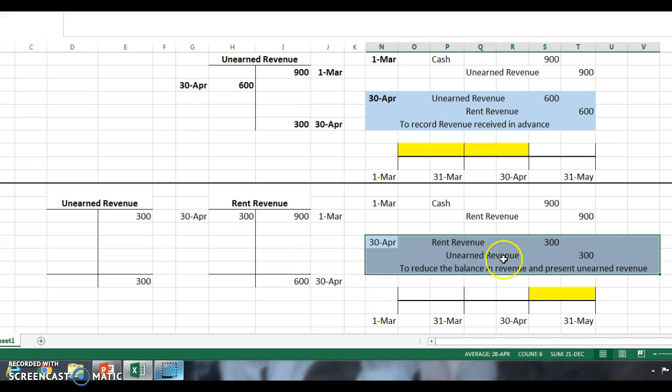In the absence of this adjustment, if we did not do this adjusting journal entry, how would that affect our financial statements? Well, if we didn't decrease revenue, revenue would still be overstated $300. We would be overstating revenue and thereby overstating net income. And if we never captured this liability, we would be understating our liabilities as well, which can be very misleading. So those are the two alternatives to adjusting entries for unearned revenue.